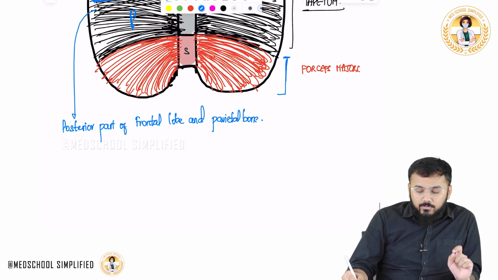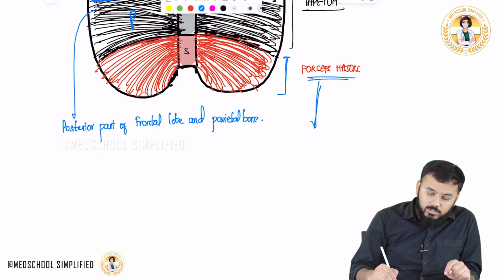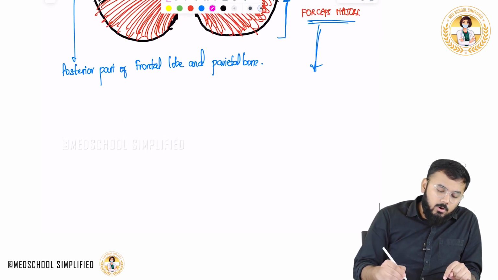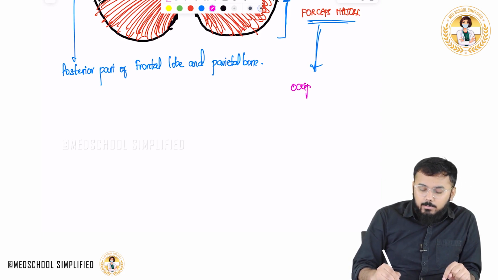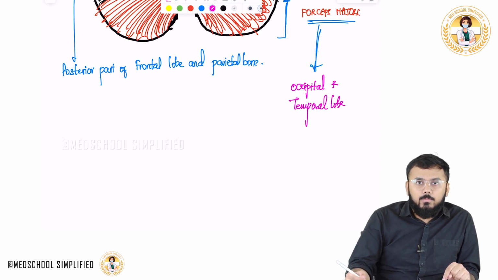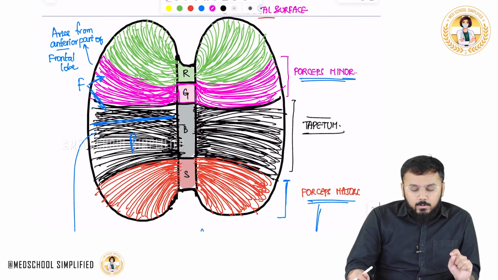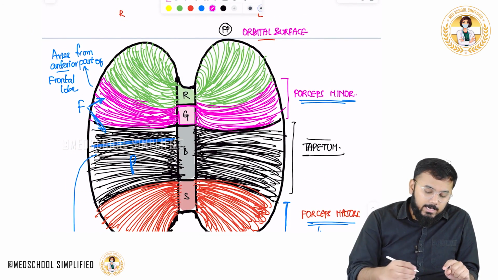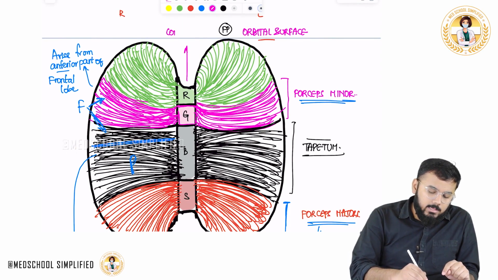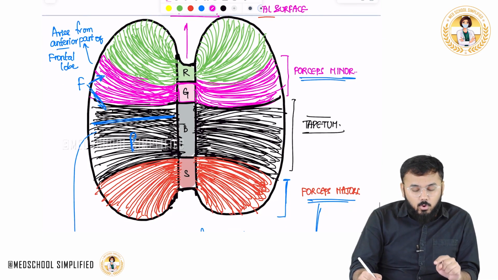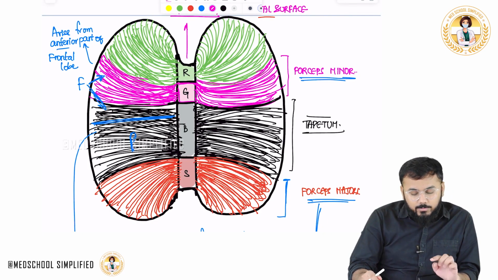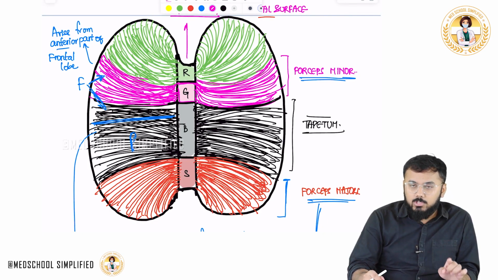Now if I ask you from where the forceps major fibers originate, what will you tell? You have to tell that it originates from the occipital and the temporal lobe. Okay, right. So once again, the important thing here is that the center part, whatever you can see here, is called the corpus callosum. The corpus callosum has got rostrum, genu, body, and splenium.